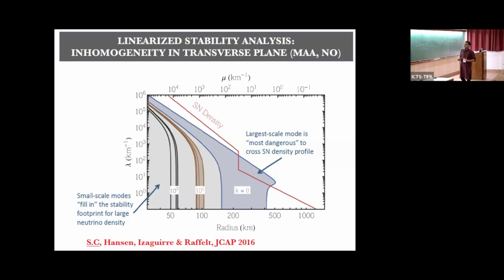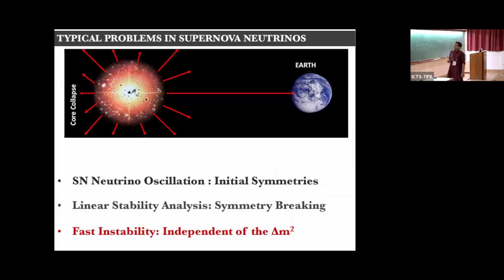So this was the scenario until 2016. And we were happy that we had killed collective oscillations, because it's the accretion phase that we are interested in, and it's already suppressed. But then we somehow stumbled into something called the fast instability. And I think the time is over.